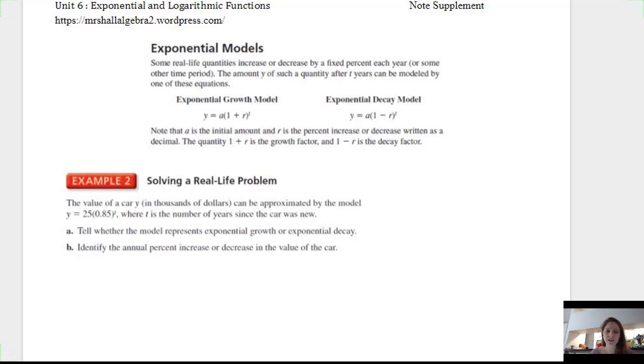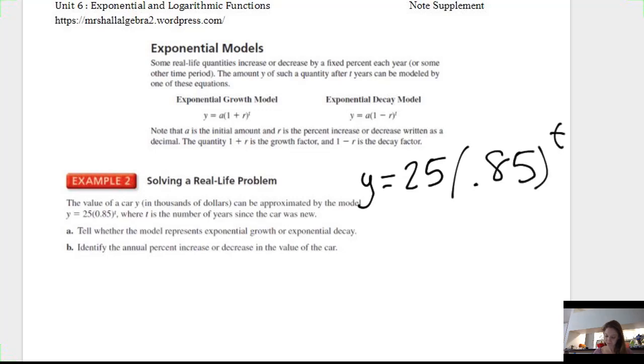Example 2. The value of a car y in thousands of dollars can be approximated by the model y equals, I'm going to write this larger, y equals 25 times 0.85 to the t power, where t is the number of years since the car was new. Tell whether the model represents exponential growth or exponential decay.